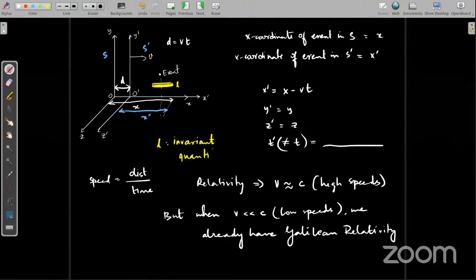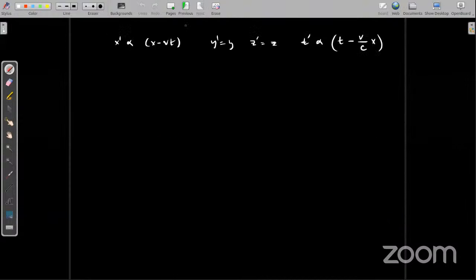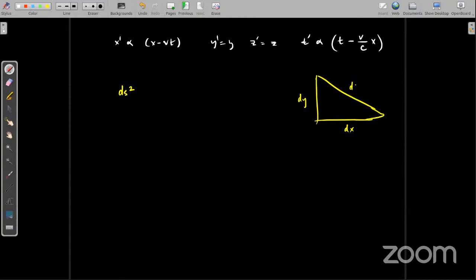Something that doesn't vary. We call this an invariant quantity. Now, after figuring out how space and time work, you can generalize this idea of an invariant quantity as ds squared. It's like your Pythagoras theorem, basically. If you have a triangle with sides dx and dy, then ds squared equals dx squared plus dy squared. But this is in 2 dimensions, and if you were in 3 dimensions, you're going to have a dz squared.